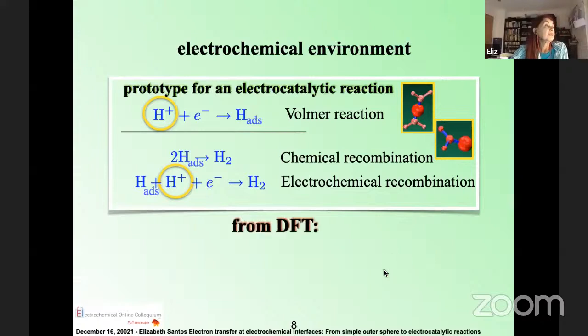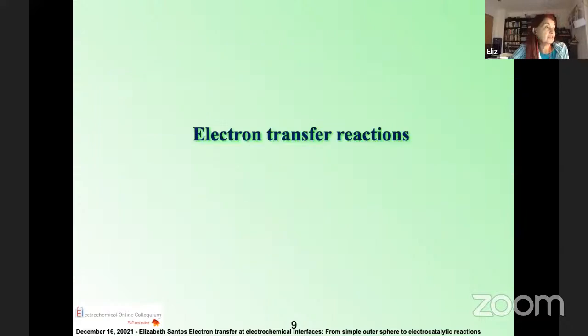Then what we can do very well with DFT is, for example, follow the adsorption of the hydrogen atoms, or the dissociation or formation of the hydrogen molecule. But all these complex things that occur in an electrochemical environment are not so easy. There are many attempts, but it's not so easy.